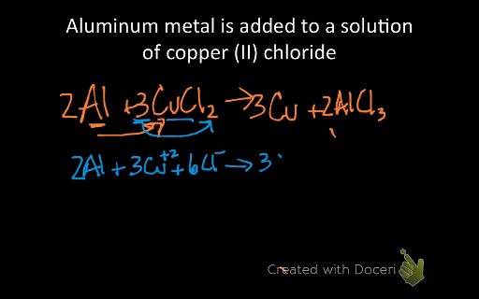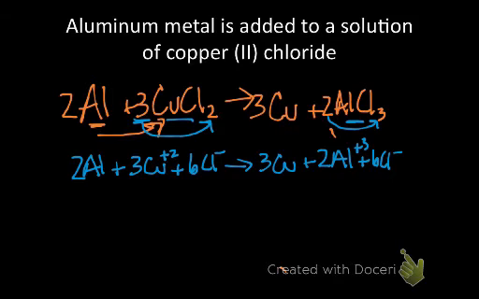And that gives us 3 copper on the other side. And then aluminum chloride on the other side is also a solution, so that's going to dissociate. So we have 2 Al plus 3 plus, again, 2 times 3 gives us 6 Cl minus.